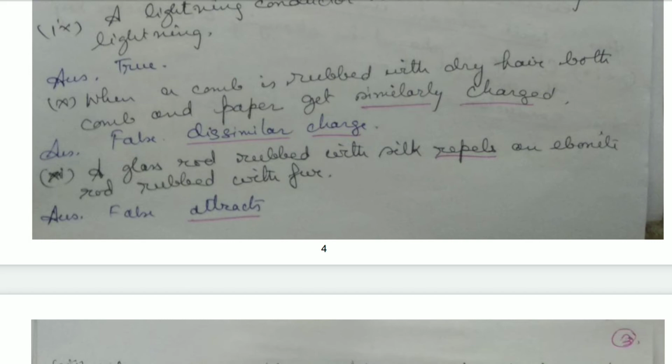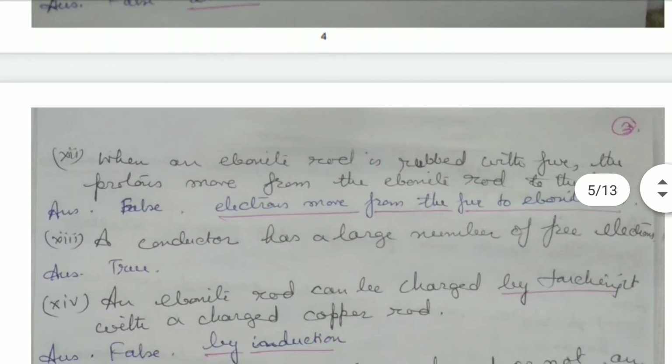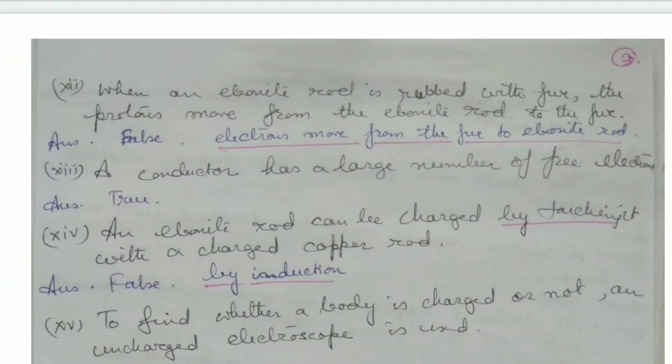So they will have opposite charge. They have opposite charge and so they will attract each other. When an ebonite rod is rubbed with fur, the protons move from the ebonite rod to the fur. That is false. Electrons move from fur to the ebonite rod. Protons cannot move. Only the free electrons can move.